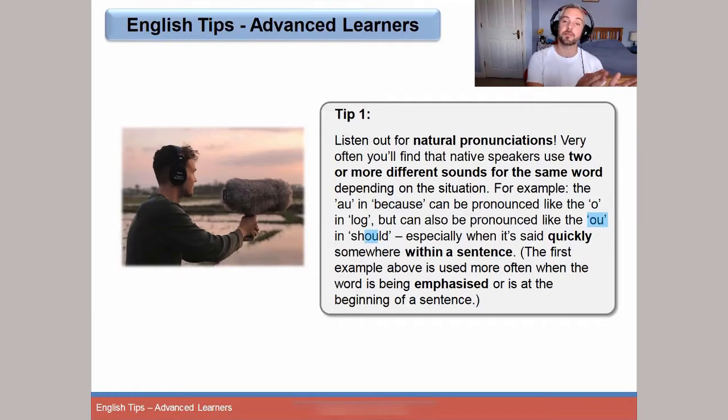So because and because. Now that one, with the sound, because, is used especially when the word is said quickly somewhere within a sentence. So for example, I might say, I can't sleep because it's too hot. Because, not because, but because, I can't sleep because it's too hot. So it's said quite quickly, it's inside a sentence. You'll find native speakers use that sound very often for the word because.